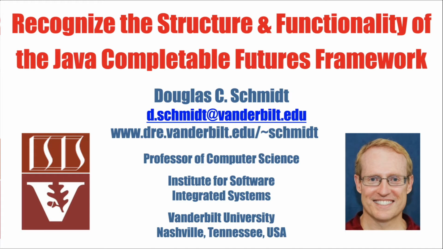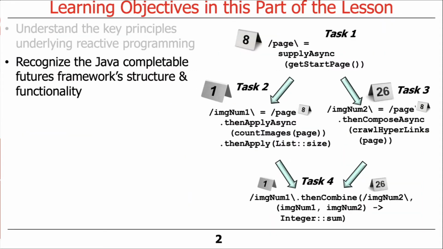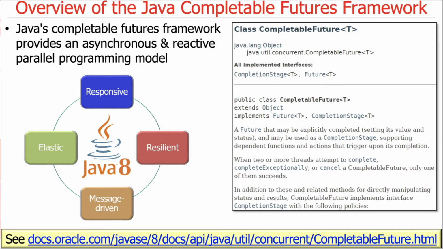So now that we've given a quick overview of reactive programming, let's talk about the structure and the functionality of the Java Completable Futures framework, which is one of several ways of achieving bits and pieces or all of the reactive programming concepts and principles in the context of modern Java. So we're going to talk about what the Completable Future framework looks like, how it's structured, what its behaviors are, and basically the programming paradigm that it provides.